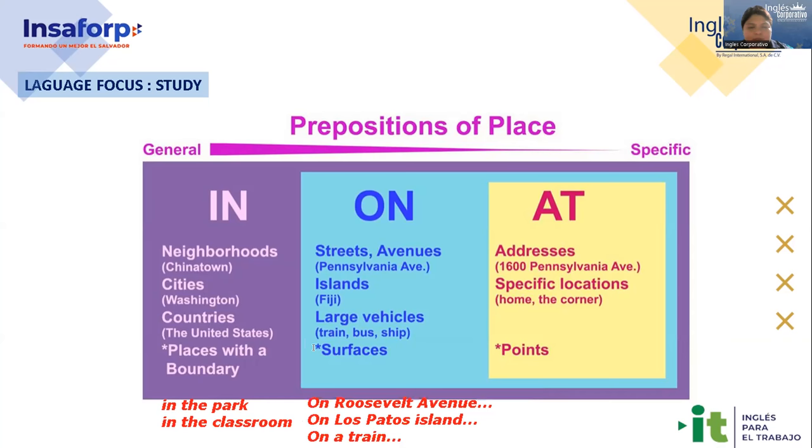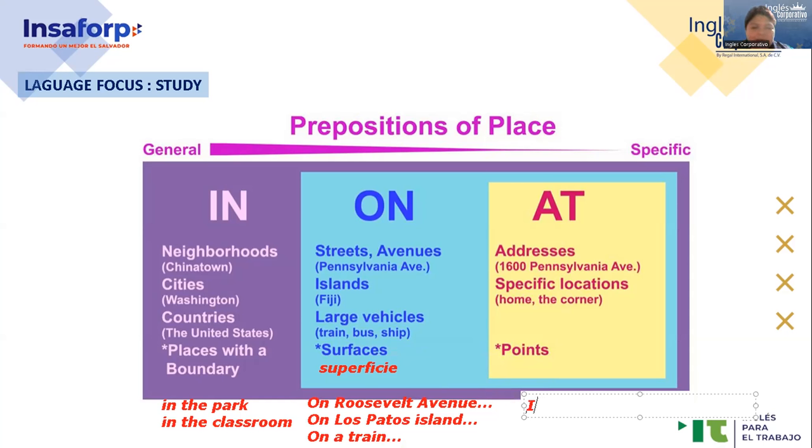And another usage is a surface. You use on whenever you have a surface. What is a surface? Una superficie. So you're going to use that whenever you have a surface. That's why I ask you, what do you have on your desk? Por eso les preguntaba, ¿qué tiene sobre su escritorio?